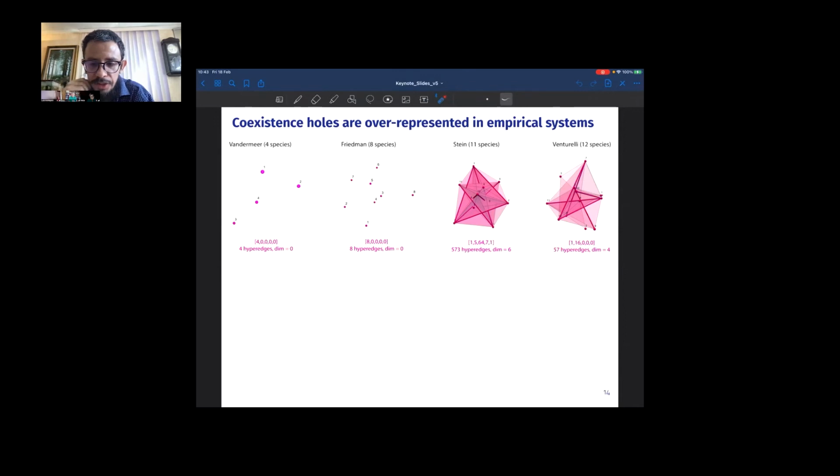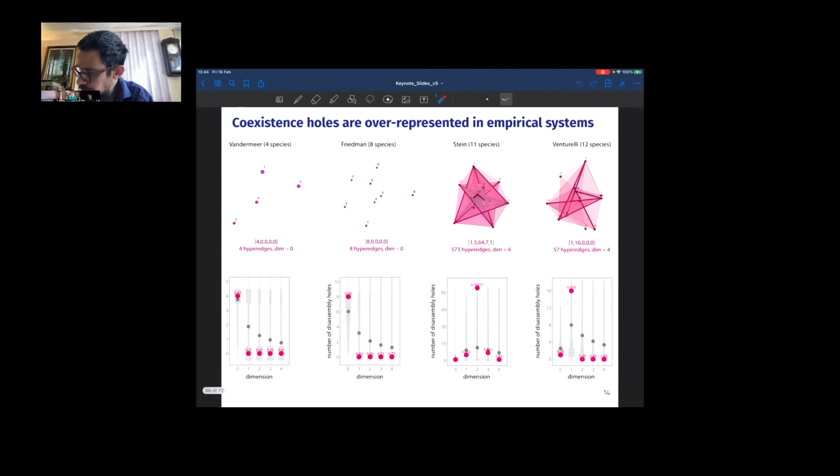One property that you have is that if the disassembly hypergraph has S connected components, where S is the number of species, then that means that the original assembly hypergraph was a simplicial complex. The same happens for Friedman, and then something more complex occurs for Stein and Venturelli, where you observe, for example, a huge number of disassembly holes of dimension 2.